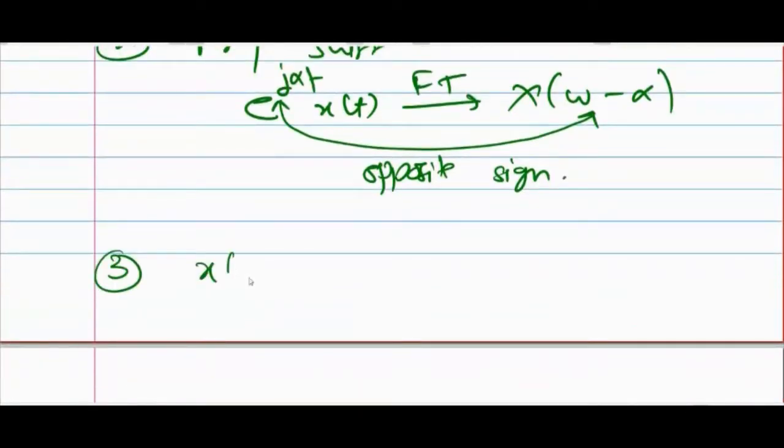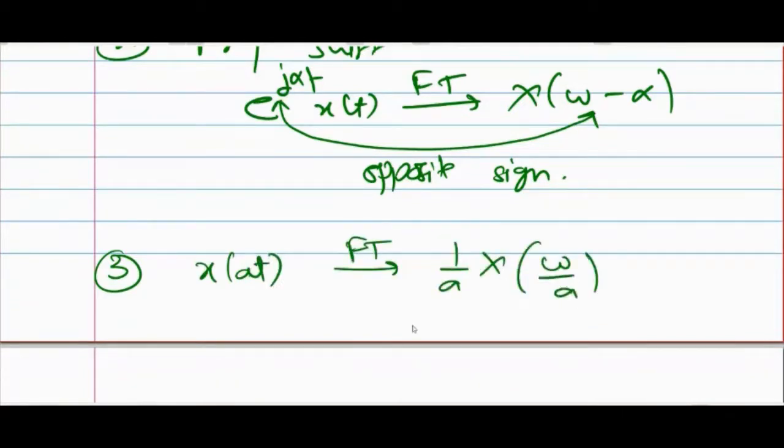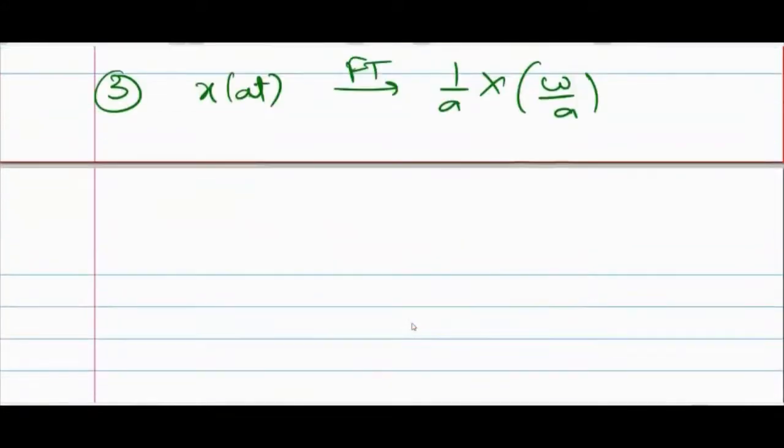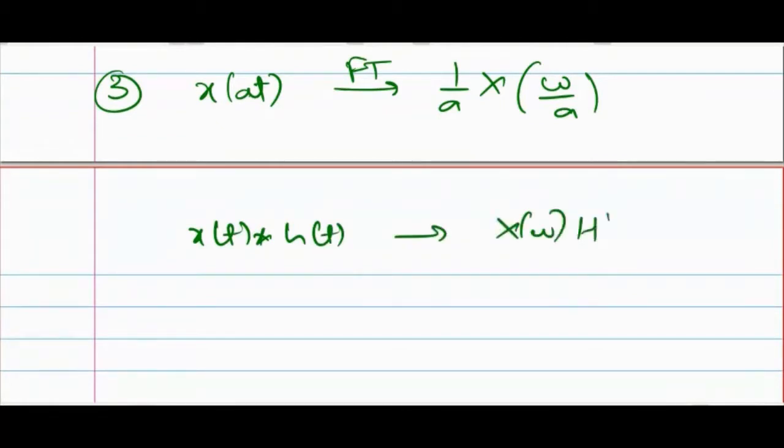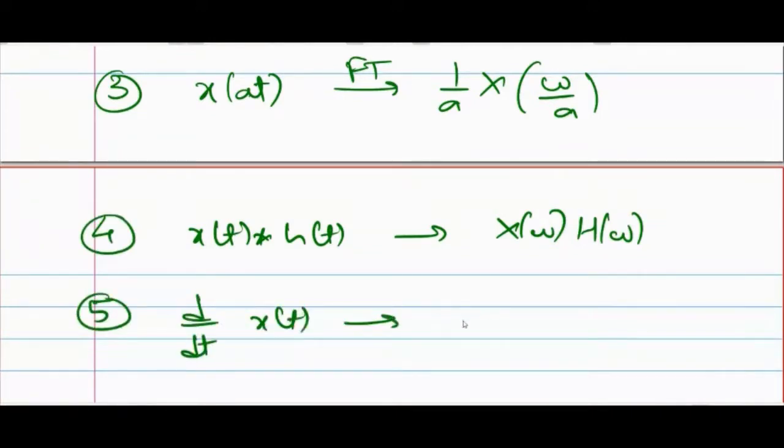So x of at has Fourier transform 1 by a x of omega by a. Convolution: x of t convolution h of t has Fourier transform x of omega into h of omega. Then differentiation: d by dt x of t has Fourier transform j omega x of omega.